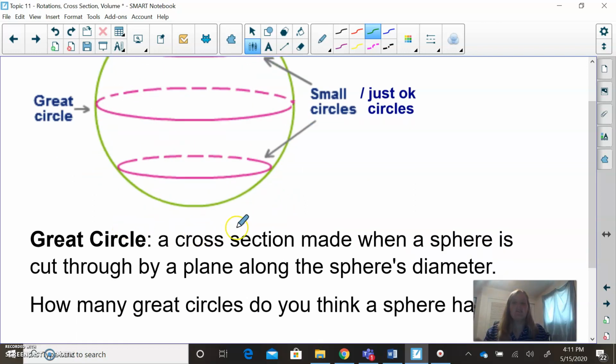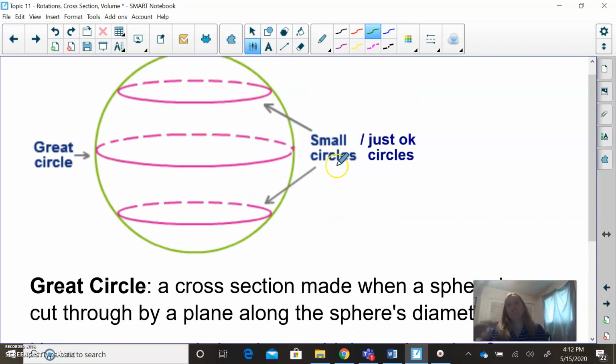A great circle is a cross-section made when a sphere is cut by a plane along the sphere's diameter. How many great circles do you think a sphere has? It only has one, by the way. One great circle. The other ones are small circles. They're just okay circles. They're not the big great circle.